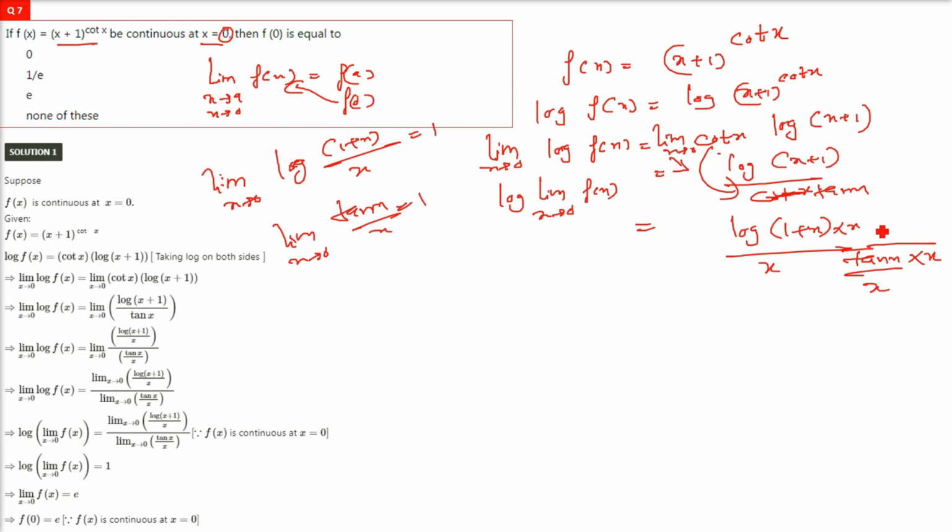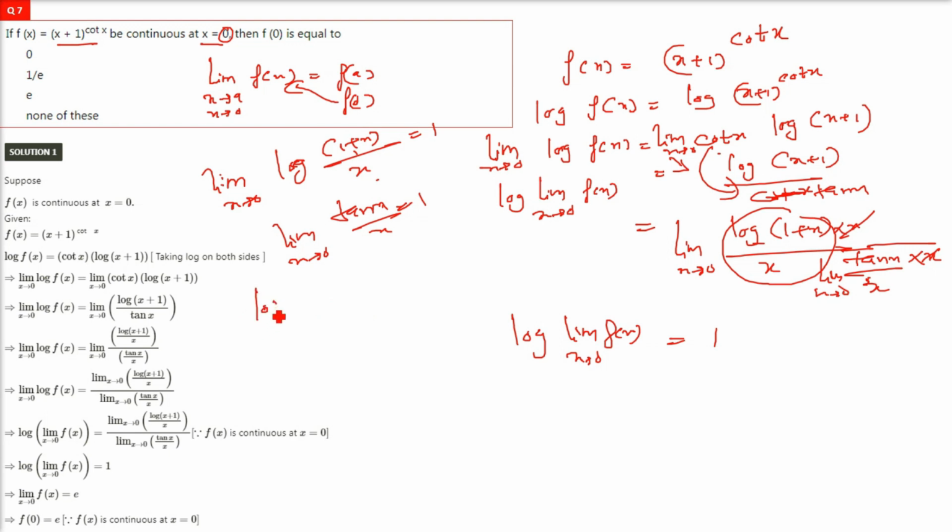Now what do you get? You get this cancelled. So log (1 plus x) by x, as I just told you, limit x tends to 0, it is going to be 1. Limit x tends to 0, tan x by x, this will also be equal to 1. So eventually what do you get? So you get 1. And this is log limit x tends to 0 f(x). So this is basically something to the power 1 is limit x tends to 0 f(x).